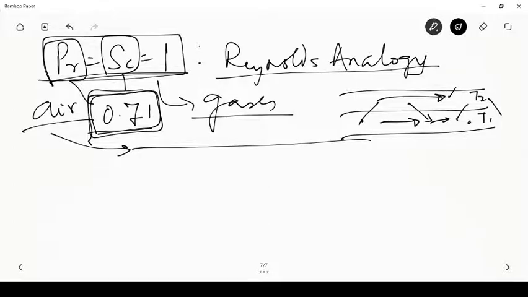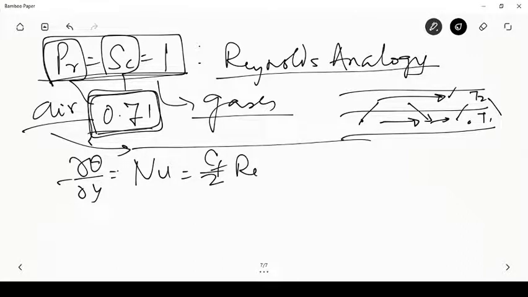And if I use Reynolds analogy, what does it tell me? It tells me the Nusselt number, which is del theta by del y, with a minus sign of course, is equal to Cf by 2 into Re. So what is Cf by 2 into Re? This is basically 0.332 multiplied by square root of Re. So this is basically what you get.